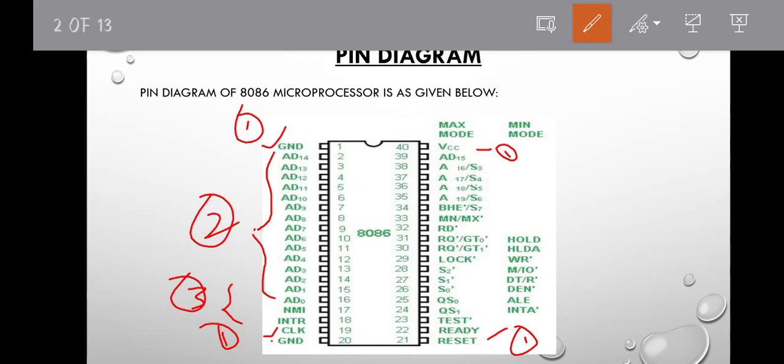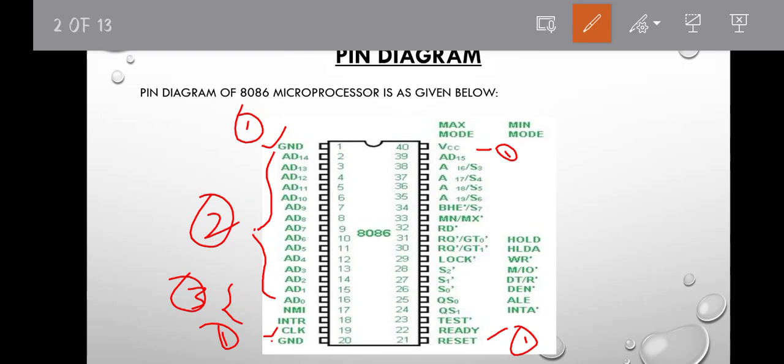In this way, in these 3 steps we have covered all the left side pins. These are the 3 steps. In the first step, the first pin is ground, the 20th pin is ground, the 21st pin is reset and the 40th pin is VCC. In the second step we have to remember pins 2 to 16, from AD14 to AD0. And in the third step we have to remember pins 17, 18 and 19.